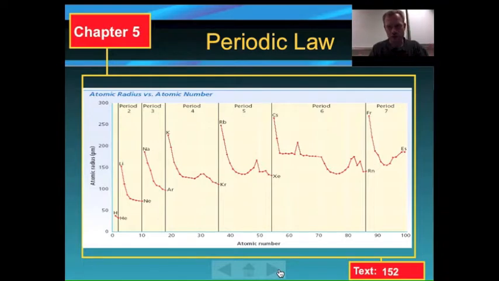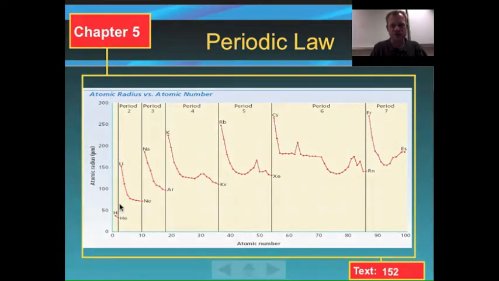Here's another way of looking at this. On this one, we can also see this trend that within one period, let's say within period 4, as we move across the period, the radius tends to decrease. But as we move from period 4 to period 5, we can see overall our radius tends to increase.